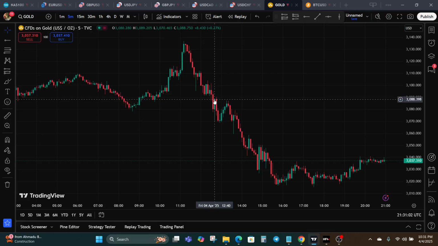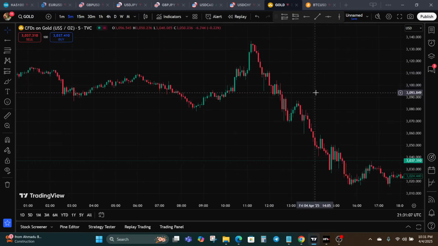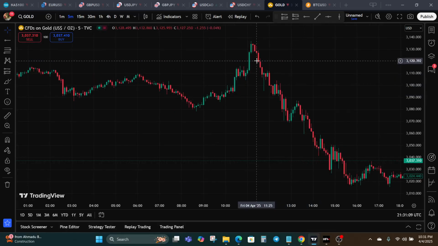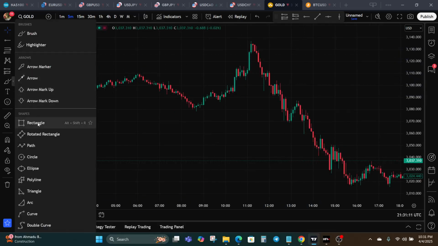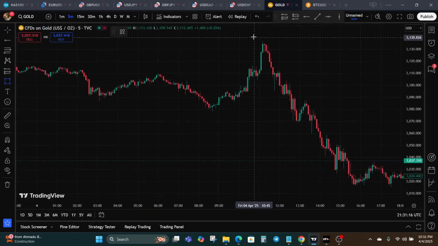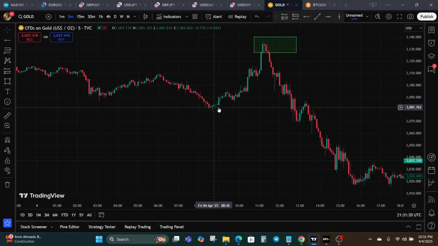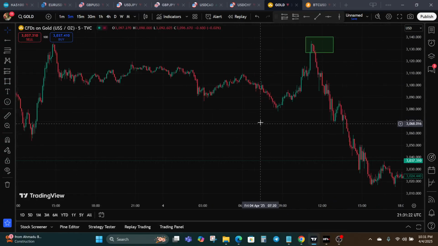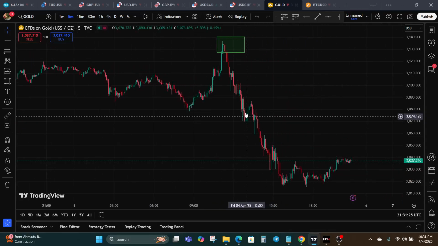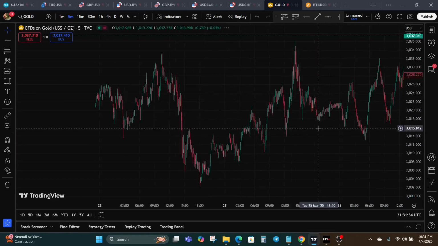So what is an order block? It's a price zone where institutions have placed large buy or sell orders. These areas are often hidden in plain sight, usually found near the origin of strong moves or just before major breakouts. When you learn to spot them correctly, they become powerful areas of interest. Okay?